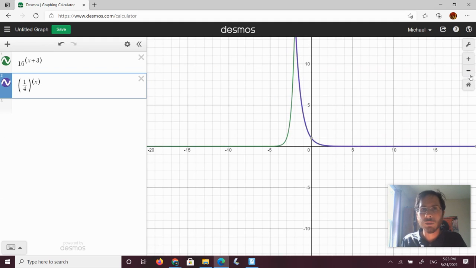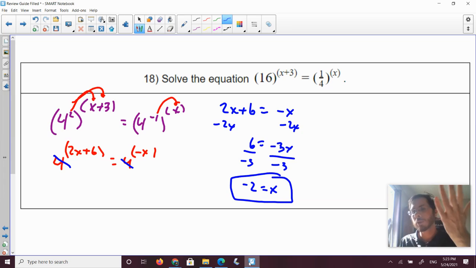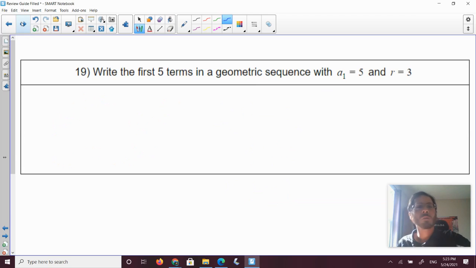So let's zoom out a little bit, zoom out some more. There's the intersection right there. I get -2. Well, that's exactly what we got. So it looks like we're pretty good. We don't care about the y value because, again, there's no y's in this equation. We just care about the x value. So that's why we get -2. All right, so that works out.